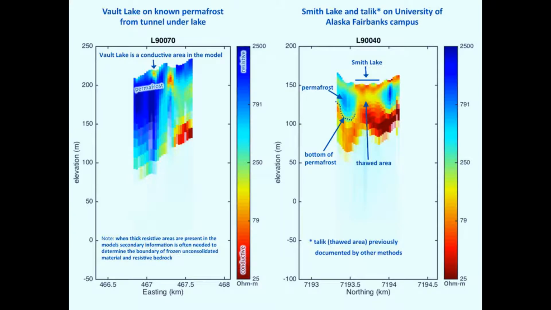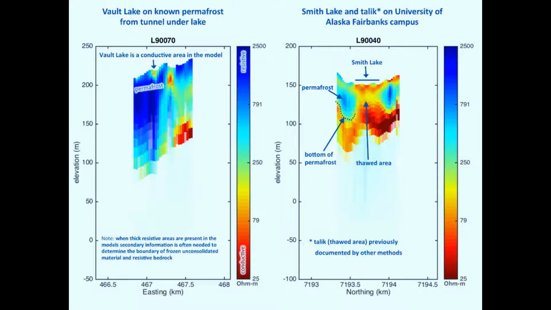Okay, I'll just give two more examples. This one over here on the right is Smith Lake. It's on the University of Alaska Fairbanks campus. And this is a lake here outlined in blue. And it's known that the ground is completely thawed under the lake all the way down to the valley fill. So you see a nice conductor coming here. And on either side of the lake, you see the blue areas, and that's all frozen ground. So you can see that lake's probably really old, and it eventually produced enough heat to thaw through the permafrost.